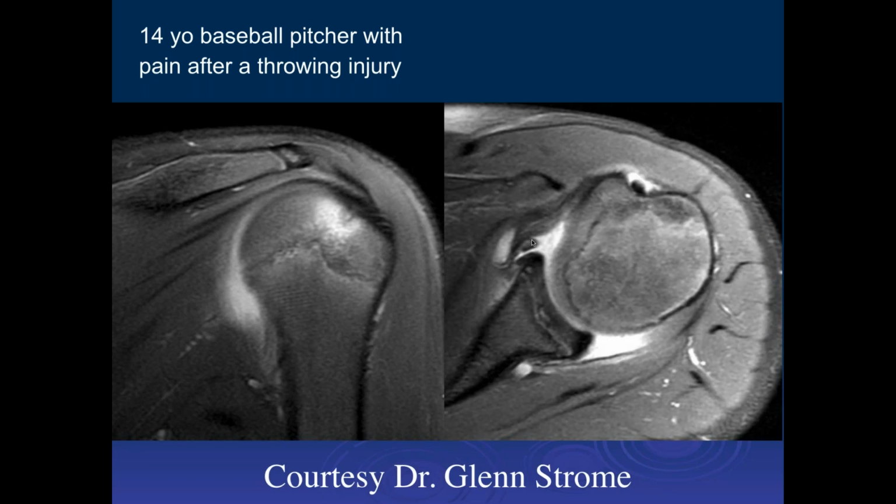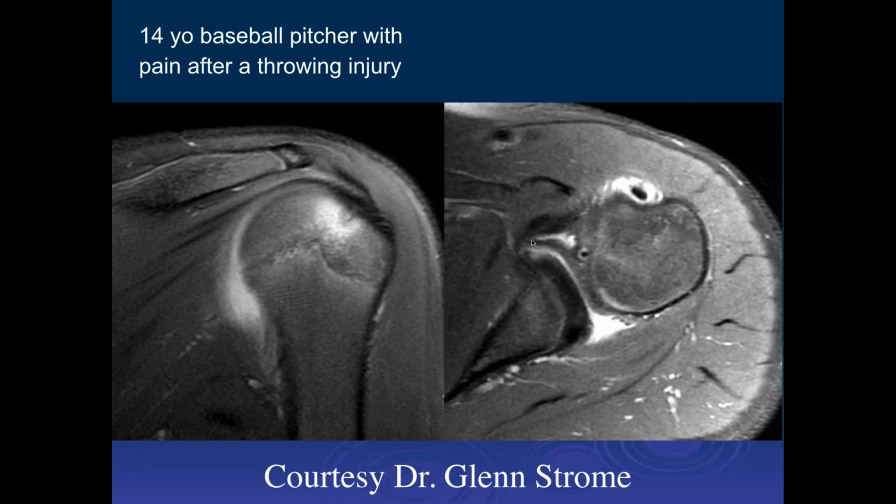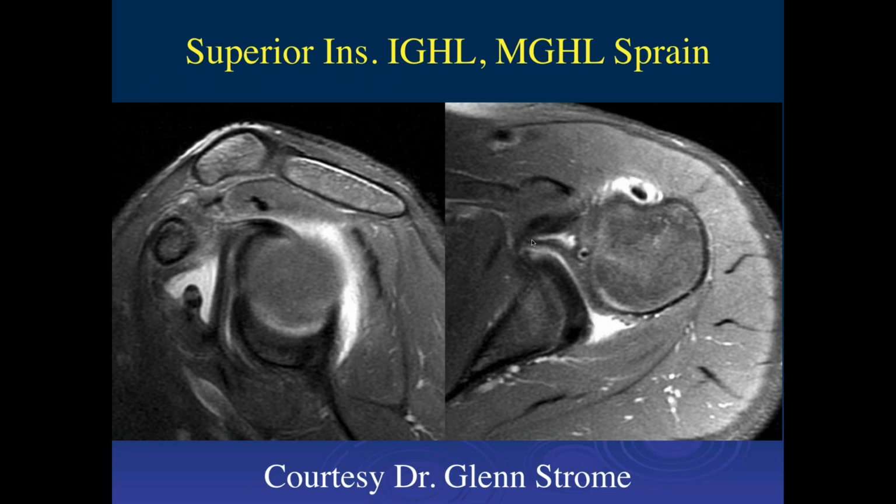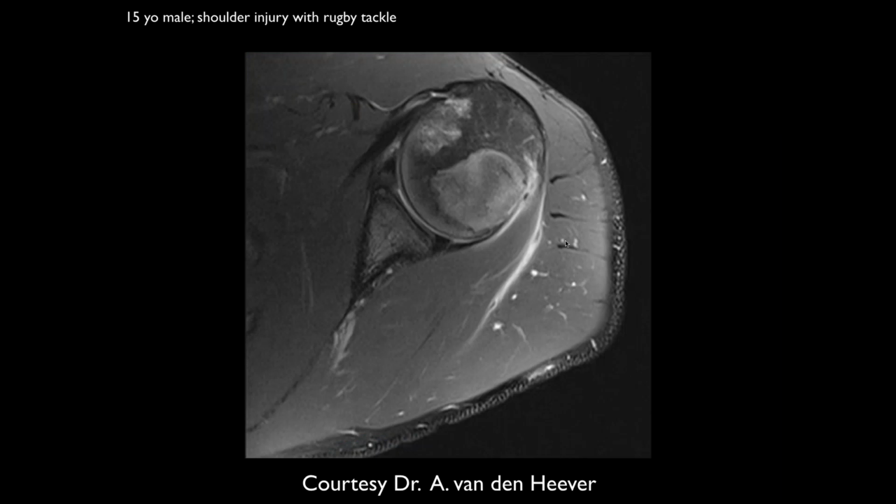Okay, so the middle glenohumeral ligament is injured, and there's also a high insertion of the inferior glenohumeral ligament. High insertion superior, and then there's a sprain in the middle. So yeah, similar findings. Okay. I wouldn't advise this kid to pitch.